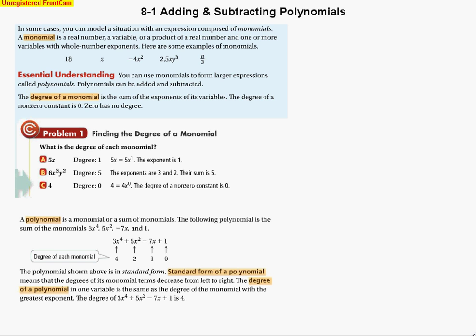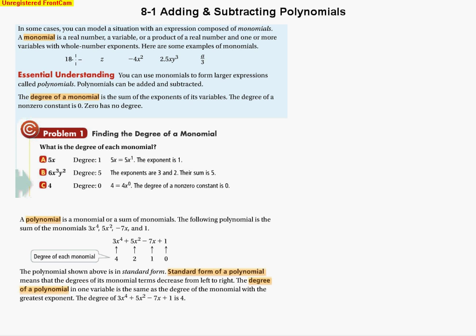This is the lesson for Chapter 8, Section 1, titled Adding and Subtracting Polynomials. And so let's take a look at that term, polynomial. But before we take a look at polynomial, let's take a look at what a monomial is. And so here's a monomial. It's just a one-term polynomial.